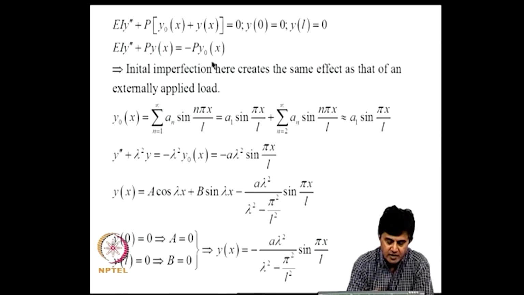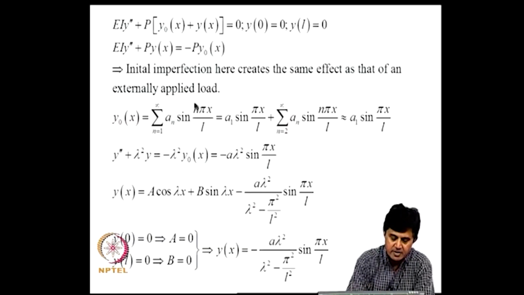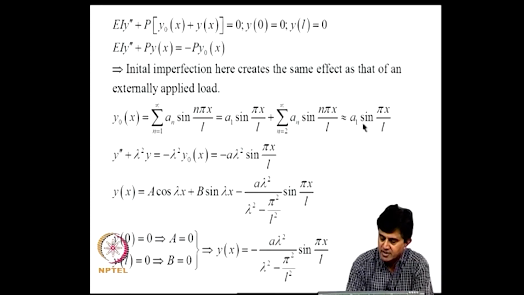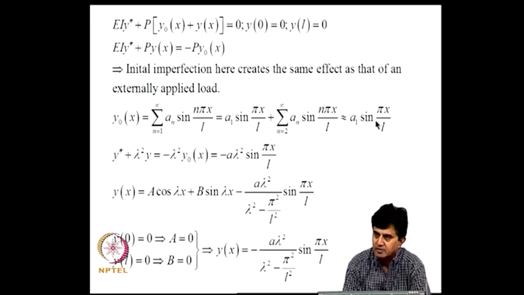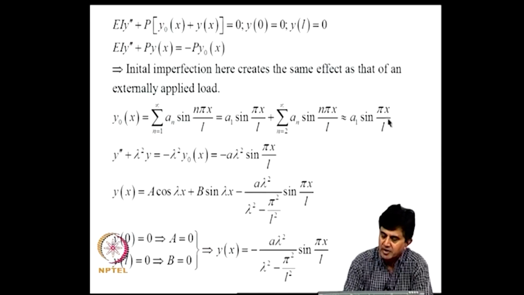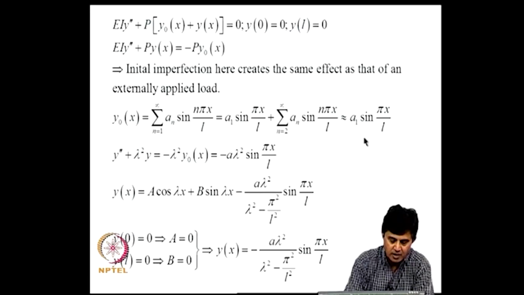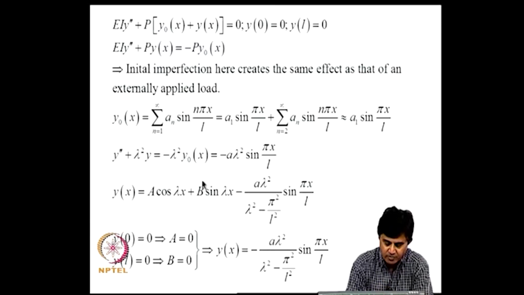Now, to proceed further, we can expand y naught of x in a Fourier series involving sine functions, and if we decide to retain only the first term, approximately for the sake of discussion, a1 sin pi x by L. So, we are considering an imperfection which can reasonably be approximated by a half sine wave. Now, I substitute it here. I again divide by EI and call P by EI as lambda square.